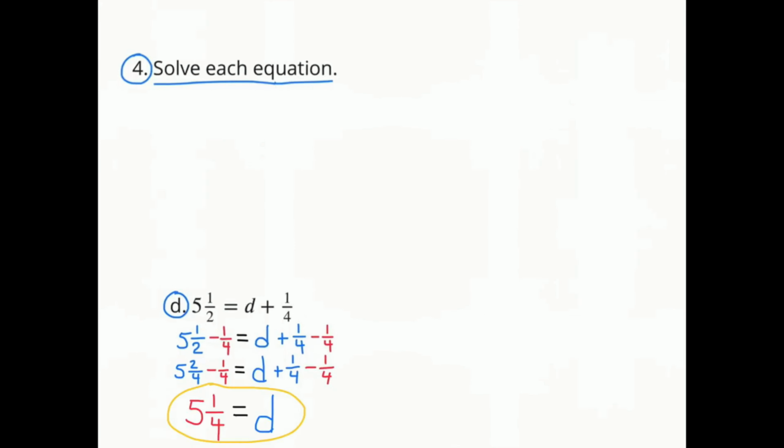d. 5 1/2 equals d plus 1/4. Since we're solving for d, we need to get d by itself, so we're going to remove 1/4 from both sides. So now we have 5 1/2 minus 1/4 equals d plus 1/4 minus 1/4. Well, d plus 1/4 minus 1/4 gets us back to d, which is why we did that in the first place, and 5 1/2 minus 1/4 is the same as 5 2/4 minus 1/4, and 5 2/4 minus 1/4 is 5 1/4. So 5 1/4 equals d, or d equals 5 1/4.